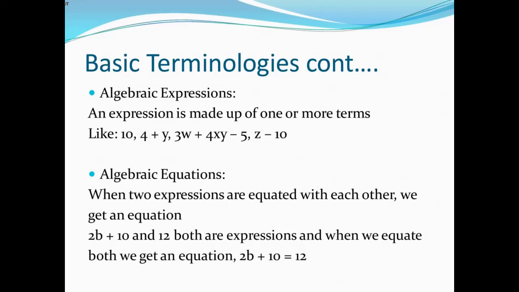Next is algebraic equations. Some students always get confused between expressions and equations. Just remember that an equation consists of an equal to sign. So basically, when two expressions are equated with each other, I repeat, when two expressions are equated with each other, we get an algebraic equation. As shown in the example, 2b plus 10 and 12 both are expressions, and when we equate these two expressions, we get an algebraic equation in the form of 2b plus 10 equals 12.